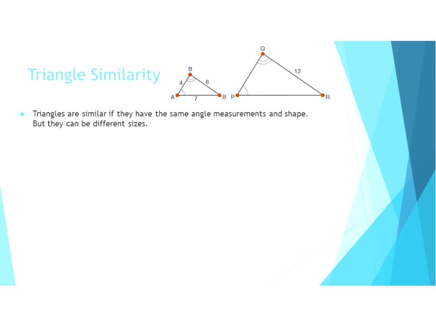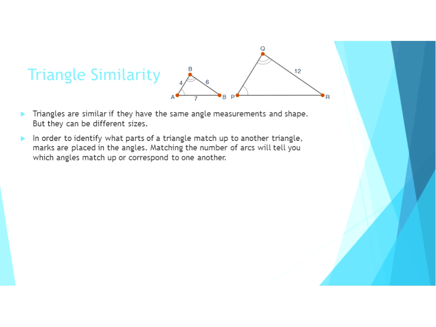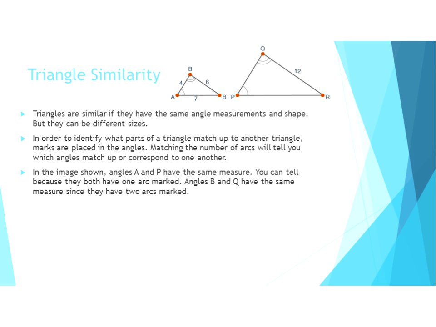And this is basically what I just went over. So here we go. Triangle similarity. Triangles are similar if they have the same angle measurements and shape, but they can be different sizes. In order to identify what parts of a triangle match up to another triangle, you have different marks that are placed inside of the angles. Matching the number of arcs will tell you which angles match up or correspond to one another.